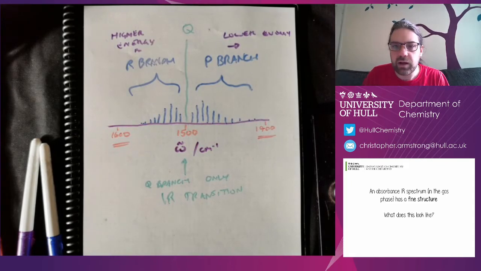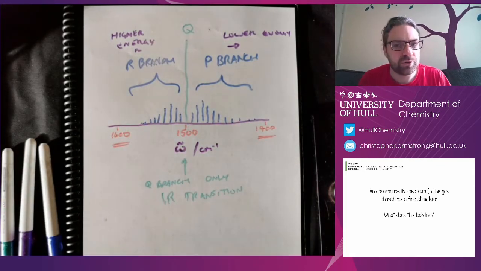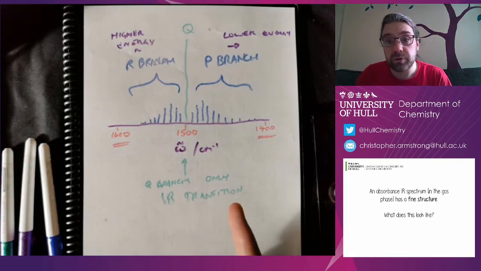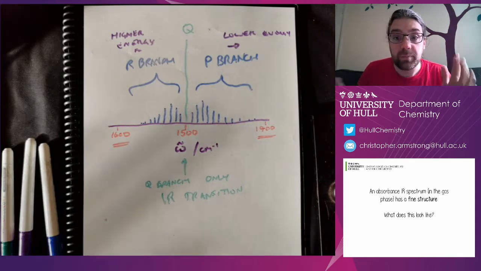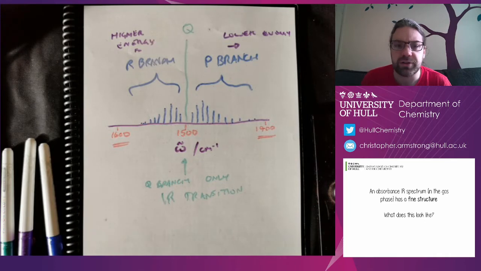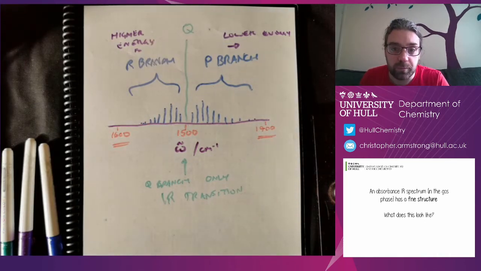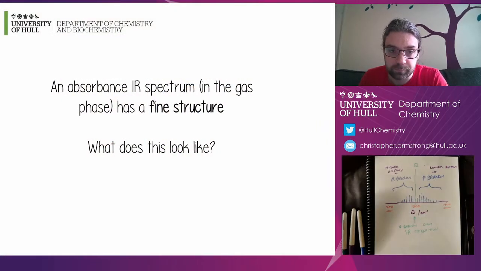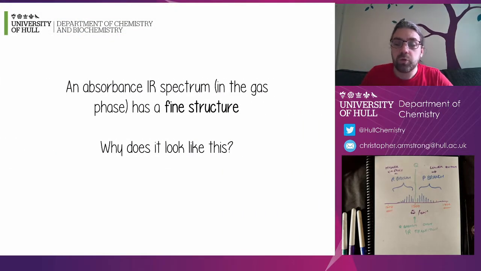So if there wasn't anything extra going on here, we'd only ever see the Q branch, and that would be it. That would be our infrared spectrum. But we've got these two wings either side of it, the two branches, the P branch and the R branch. Where are they going to come from? So this fine structure has to have a reason behind it. It hasn't just come from nowhere. And ultimately it comes from rotations.